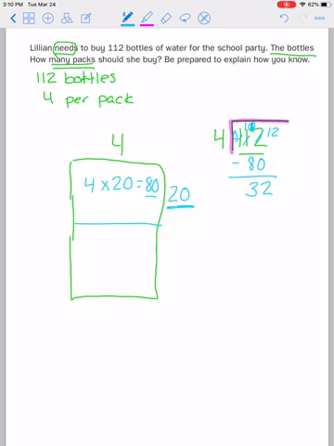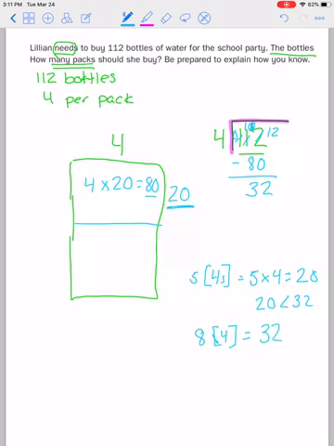So now I have to think to myself, well, I can make 5 groups of 4, right? 5 times 4 equals 20. And I know that 20 is less than 32. Let's see if we can get even a little bit closer to that 32 number. What if I did 8 times 4? Well, I know that that would equal 32, which is exactly what I would need. So I have no remainder, no bottles that didn't make it into a pack.